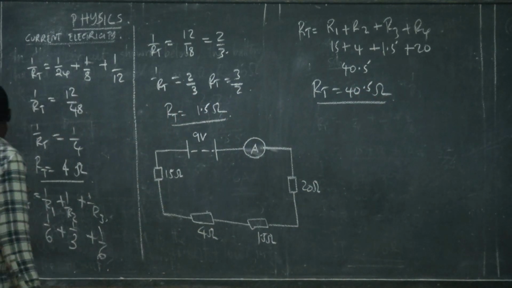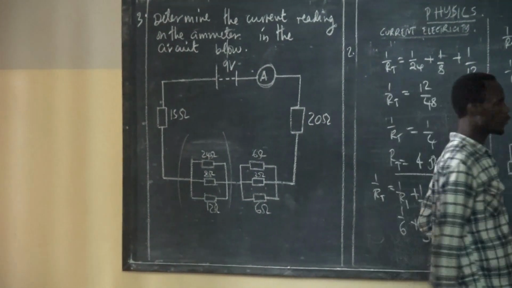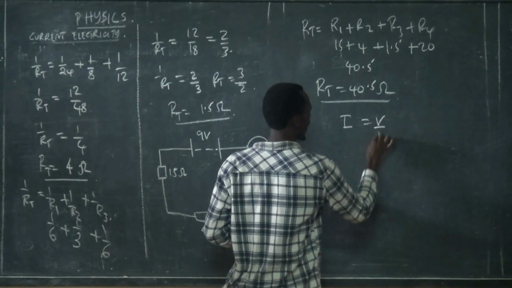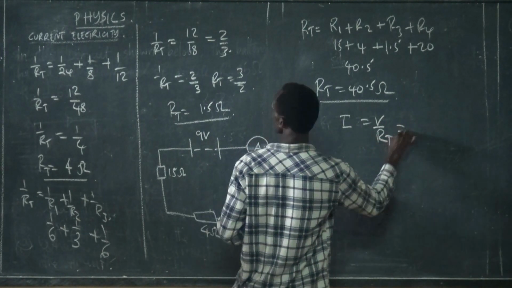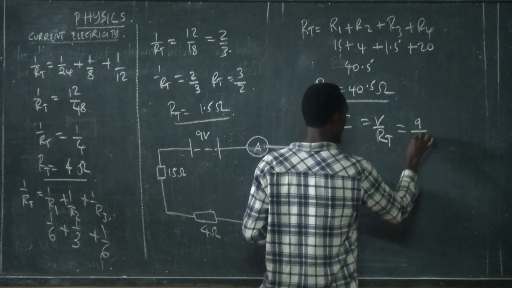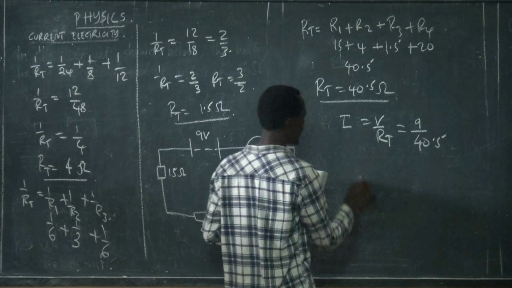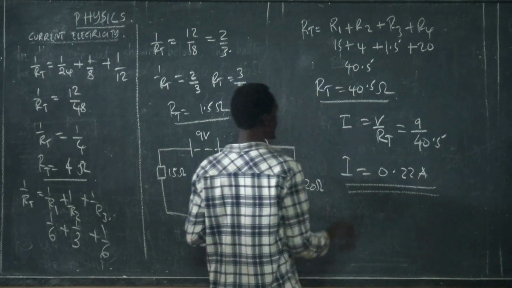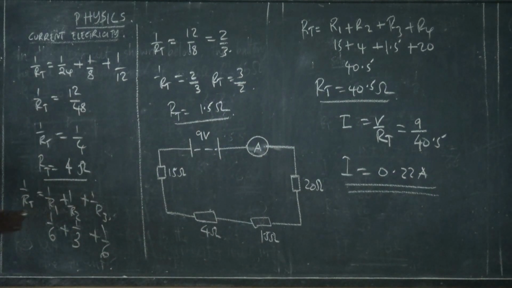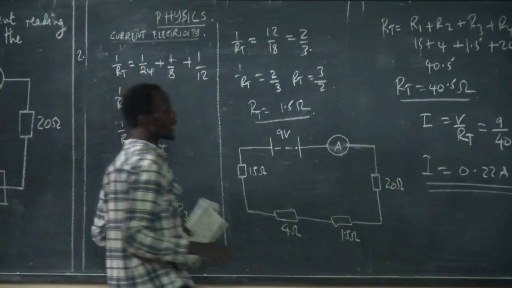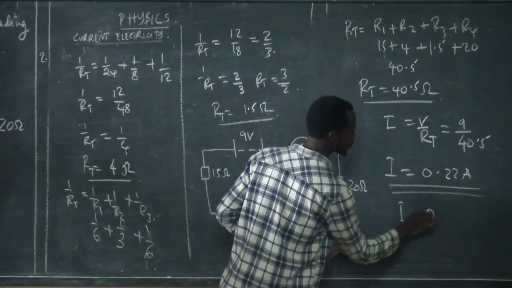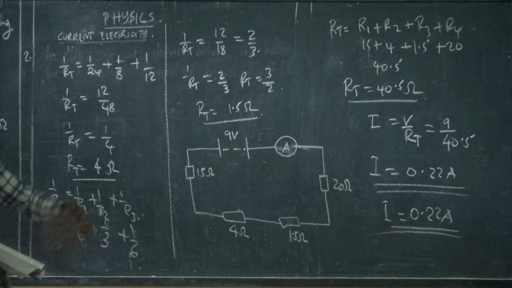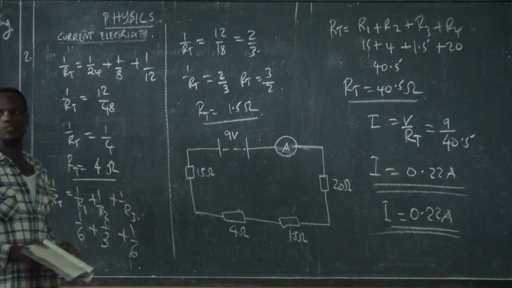Now after I've got the total resistance of the circuit, the question is to find out the current. Now the current is equal to V over R total. Now current is equal to 9 over 40.5. Now current is equal to 0.22 ampere. Now the reading of the ammeter is 0.22 ampere, or 0.2. The same applies because if you approximate that number, it becomes 0.2.